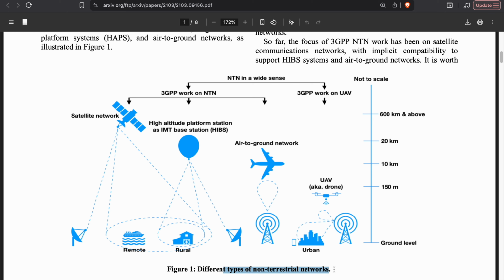So these non-terrestrial networks are also divided on the basis of altitudes. As you can see here, we have the ground level where all the terrestrial network things happen, and if we go above, at different ranges we have different types of non-terrestrial networks. For example, at 150 meters we have the UAV type of NTNs, which includes drones. Then if we move a bit upward, we have these airborne platforms, right? Then if we move a bit more up, you can see the satellite, which is on the top, right? So this is how the NTNs are divided based on the orbits. Like you must have heard about LEO, GEO, MEO, and all those orbits.